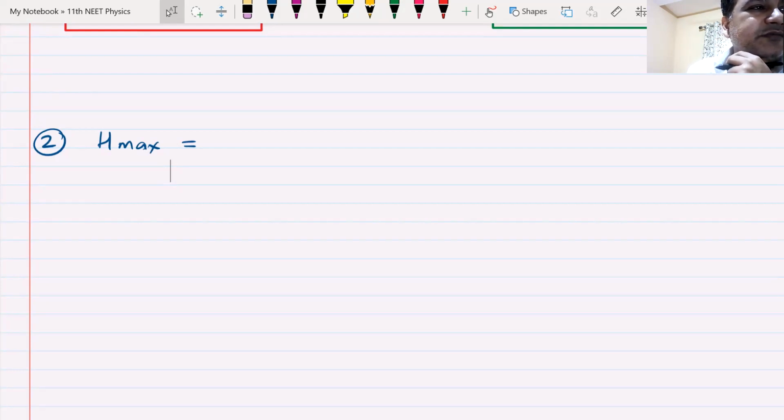How many of you know the formula for maximum height? Raise your hands, please, and tell me where have you seen this formula for maximum height?